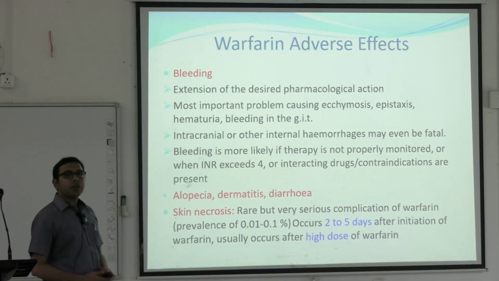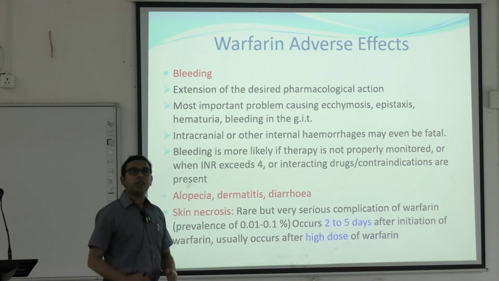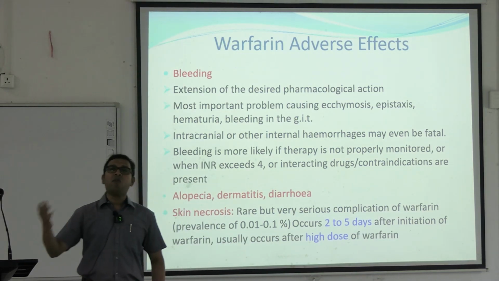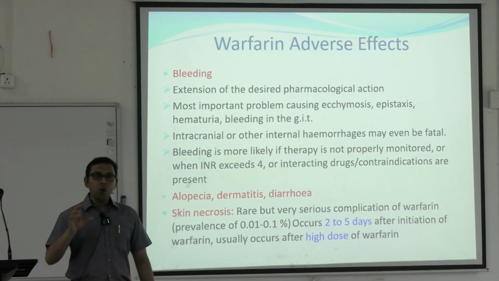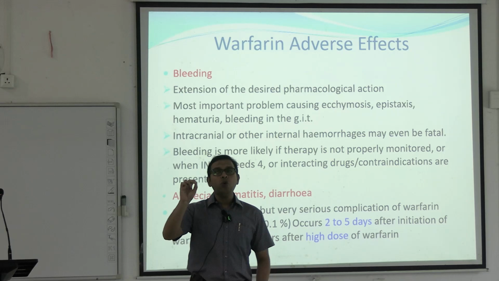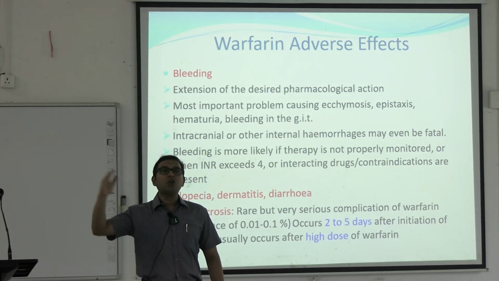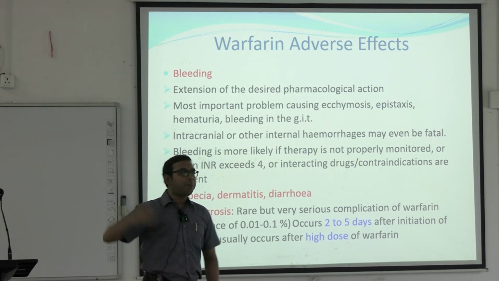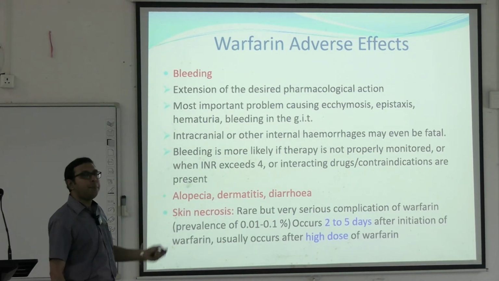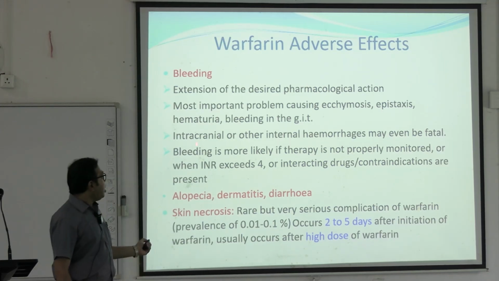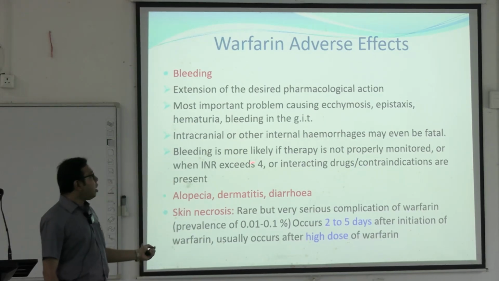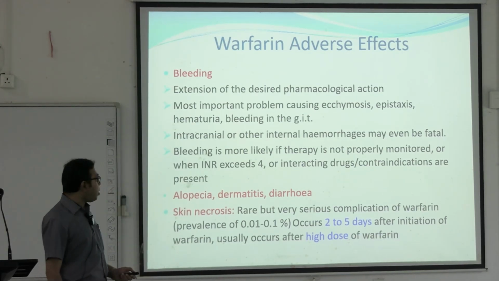So the adverse effects of the warfarin: the most important adverse effect is bleeding. Time and again I am saying bleeding. If this international normalized ratio is greater than 4, there are more chances of bleeding. Usually in many of the indications, the INR has to be kept between 2 to 3 or 2.5 to 3.5. But it should not cross 4, because there will be more chances of bleeding. Most important are ecchymosis, epistaxis, hematuria, bleeding in the gastrointestinal tract. Intracranial or internal hemorrhages may also occur, and those are quite fatal. Bleeding is more likely when the INR is greater than 4, already I have discussed.